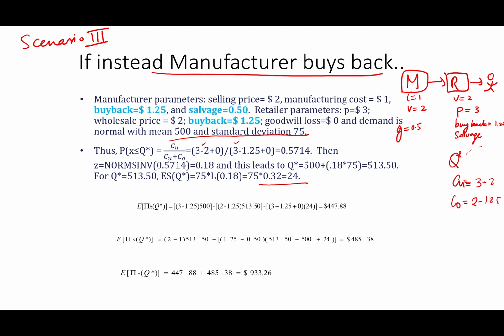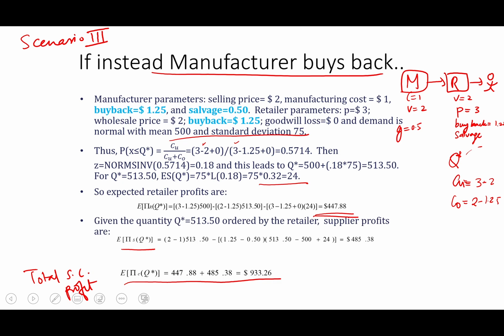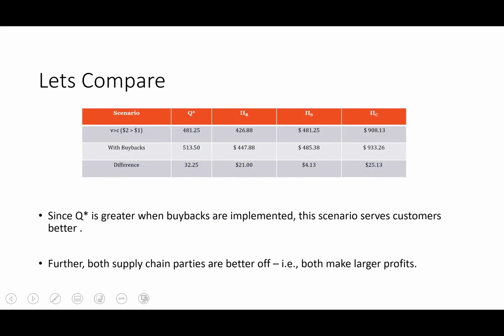And once we know the Q star, we can also find out the expected profit for the retailer. And we can find the expected profit for the manufacturer, and we can find the overall total supply chain. All right. And then you can compare those two.